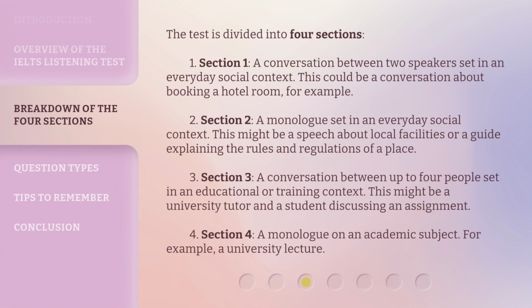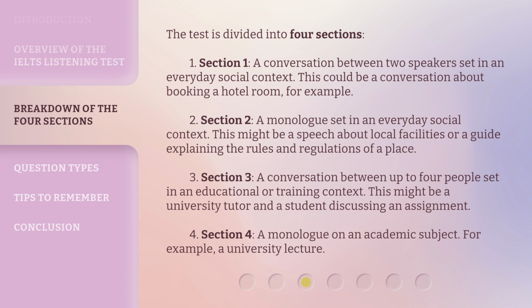The test is divided into 4 sections. 1. Section 1. A conversation between two speakers set in an everyday social context. This could be a conversation about booking a hotel room, for example. 2. Section 2. A monologue set in an everyday social context. This might be a speech about local facilities or a guide explaining the rules and regulations of a place.